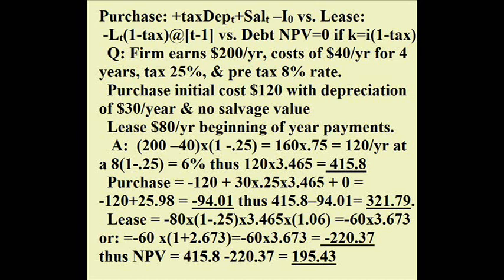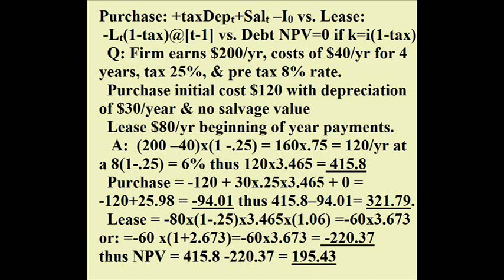What's new here is the purchase and the lease. Let's do the purchase first. First of all, there's an outgo to buy it at time 0 of minus $120. Then we're going to get the tax savings on the depreciation, shielding us from the tax. The tax bracket's 1/4, so we're going to save 1/4 of that $30. And that's across 4 years. We're going to use that same factor, 3.465. No salvage value.